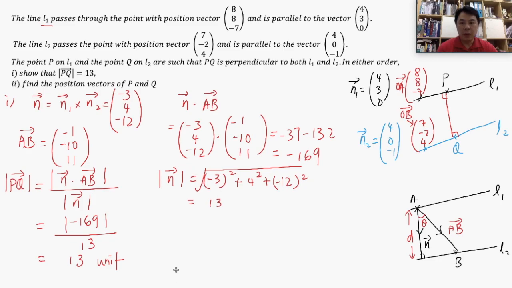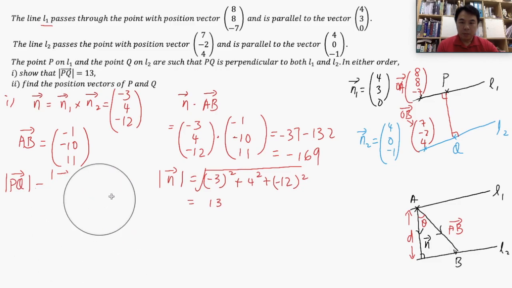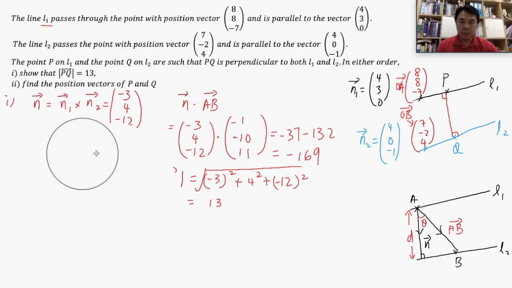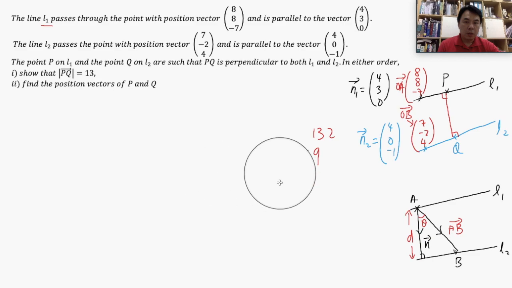Now, that's how we find the shortest distance between L1 and L2. I hope that is helpful. Now next, how do we find the position vector of P and Q? Let me clean this up. I'm going to clean up everything except for the diagram itself.